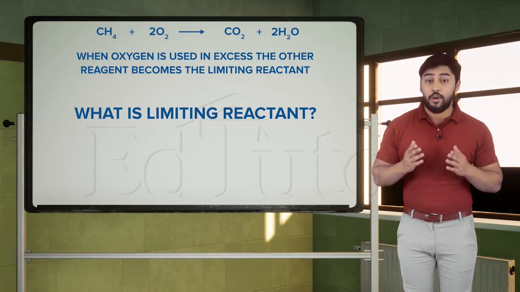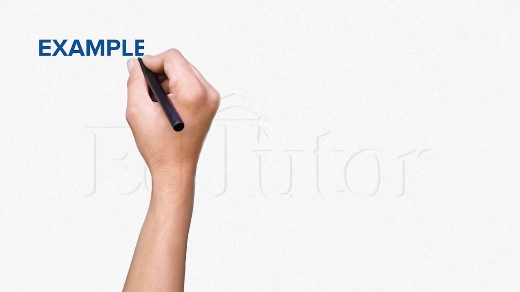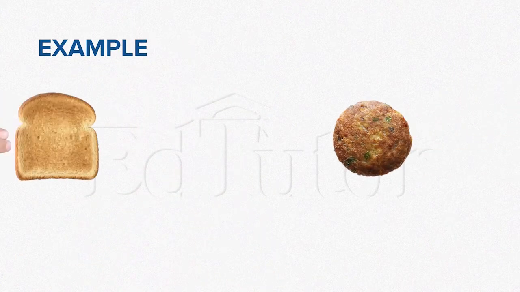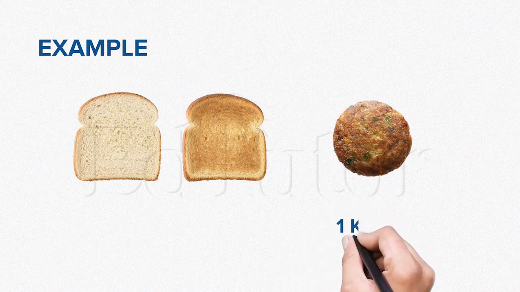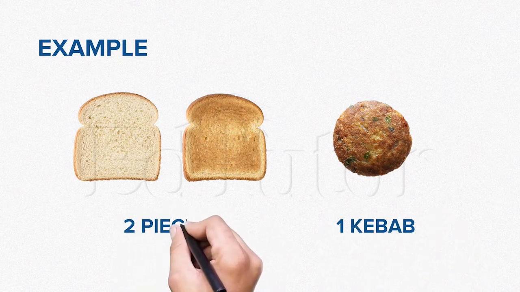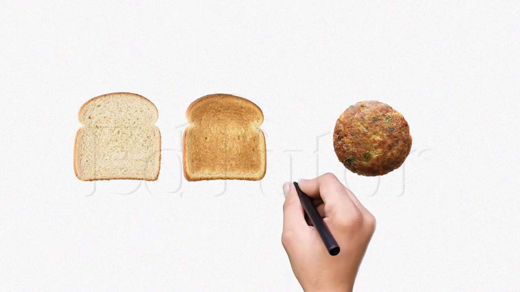Let's understand this concept with a practical example. Suppose you have 30 kebabs and 5 pieces of bread having a total of 58 slices. Now, if you do the calculation, you will quickly find out that you can only prepare 29 sandwiches because each kebab would be using 2 slices, right?